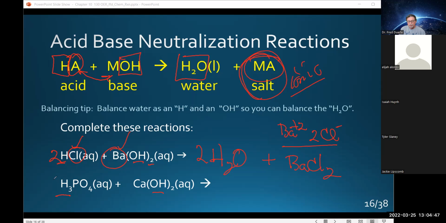So if I put a 2 right here, that will give me 6 protons, all right? And if I put a 3 in front of calcium hydroxide, guess what that does? That gives me 6 hydroxide ions. So I got 6 protons, 6 hydroxides. Guess what? I'm going to make 6 waters.